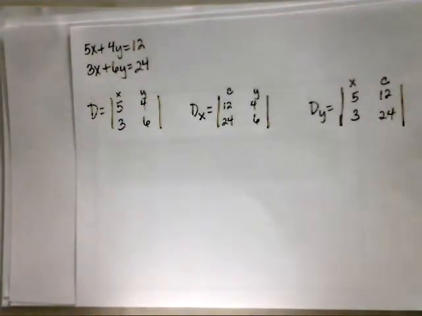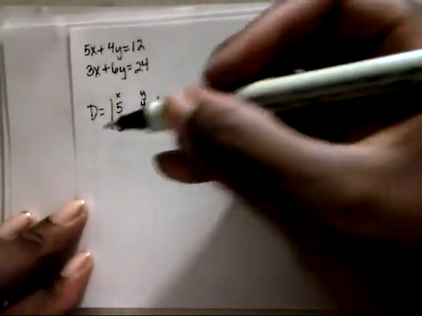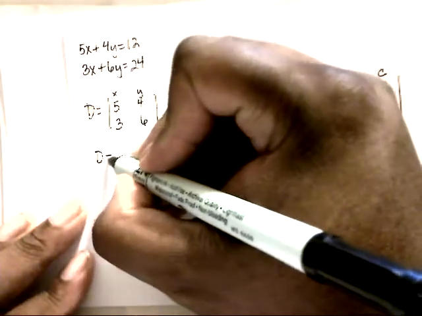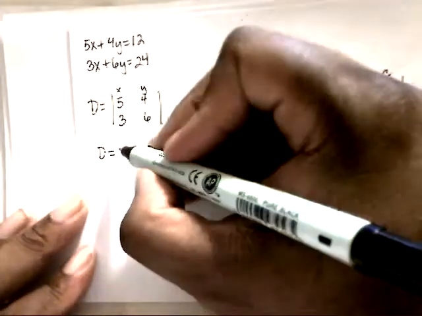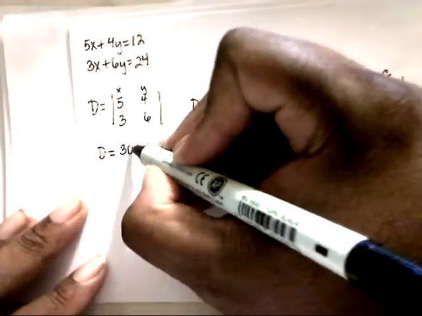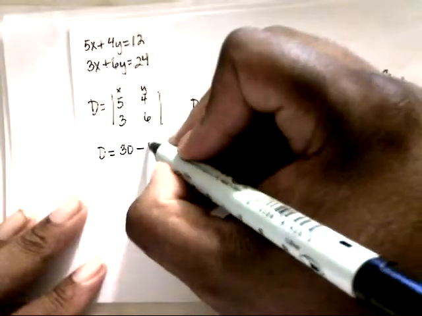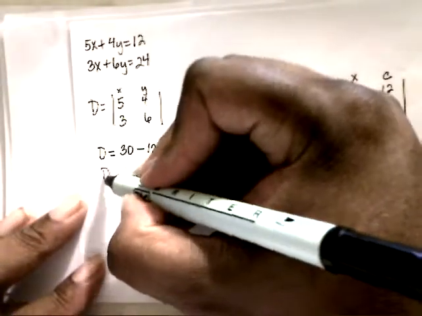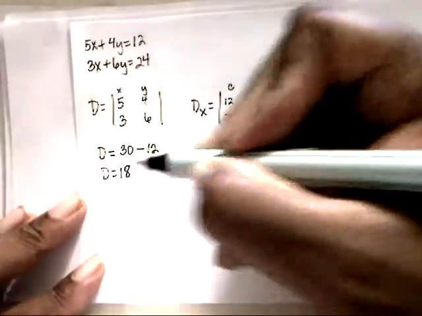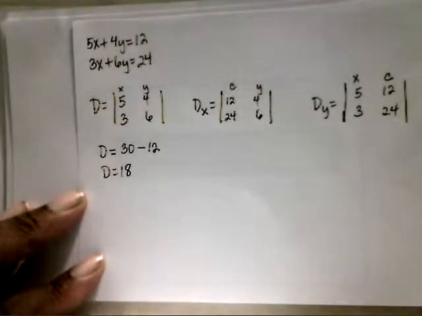Now we want to find the determinants of d sub x and d sub y. In this case, for d, we're going to do 5 times 6, that's 30, minus 3 times 4, that's 12. So 30 minus 12 is simply 18. So d is equal to 18. That's the determinant of your denominator.